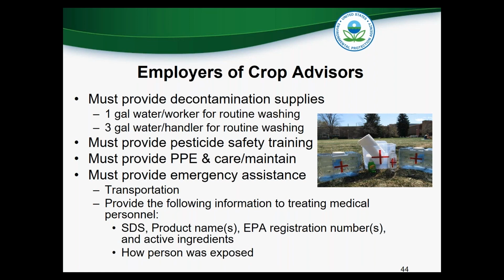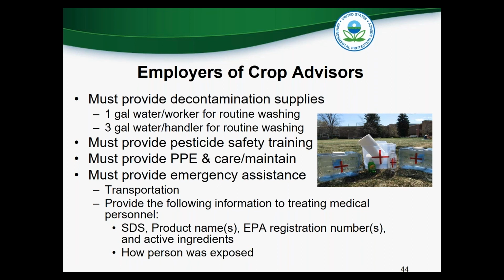Next slide. And then lastly, if you're employing a crop advisor, this is what you're going to have to do as the employer. You have to provide the decontamination supplies. That's 1 gallon of water if they're considered a worker crop advisor. If they're considered a handler crop advisor during the REI, then it must be 3 gallons. You must provide pesticide safety training. You must provide the PPE and care and maintenance for that crop advisor if they're going in and doing anything that requires PPE. And then lastly, you must provide the emergency assistance. And that's it. Back to you, Don.